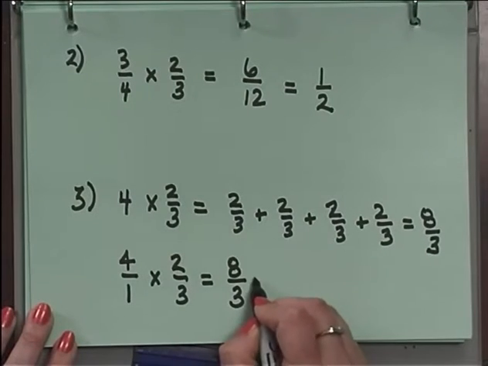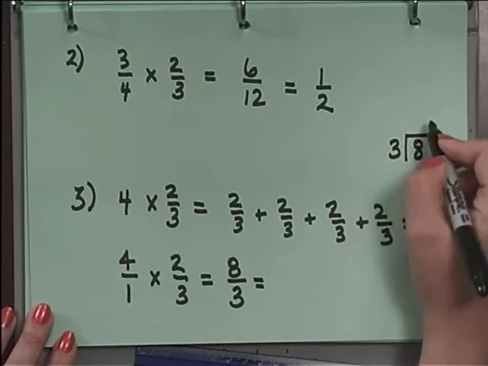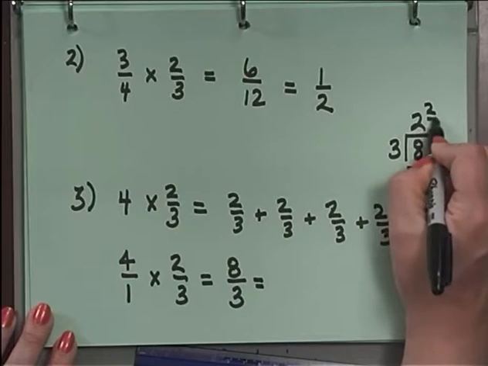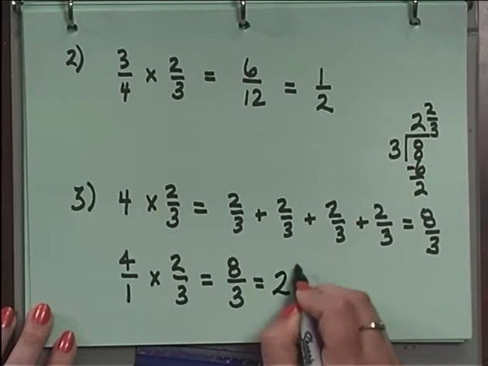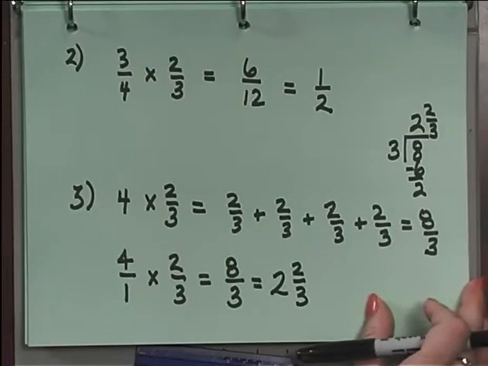Well, then we convert this to a mixed number by taking 8 and dividing it by 3. 3 goes into 8 2 whole times with 2 remaining. So that's 2 and 2/3. So this would be the mixed number 2 and 2/3.